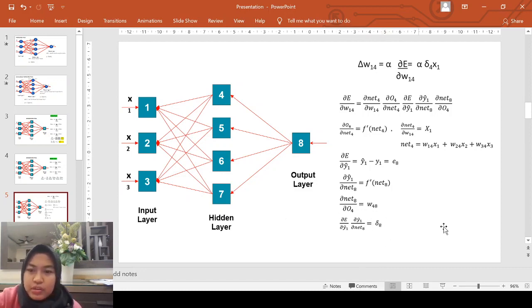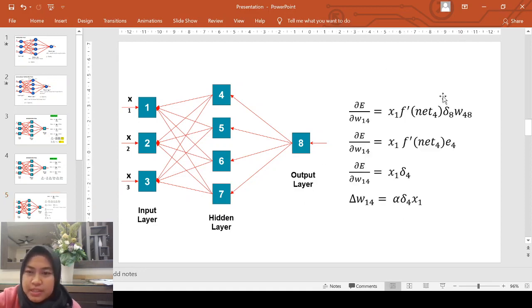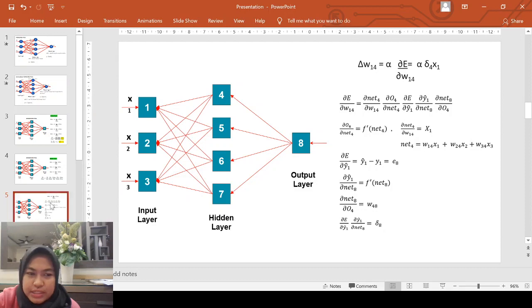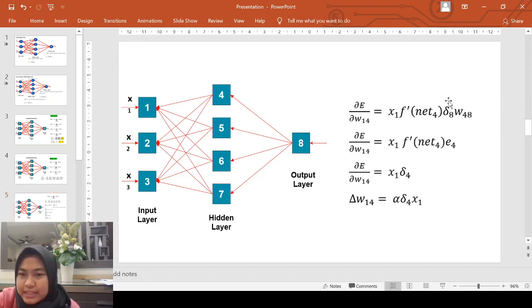And then we continue with this simplified equation. We substitute with this equation, so we get this equation. And then we further simplify this. So delta 8 W48, we simplify it to become E4, and then F net 4 E4, we further simplify it to become delta 4. So that is how we get alpha delta 4 x1.